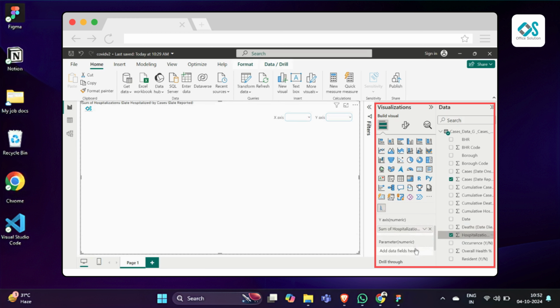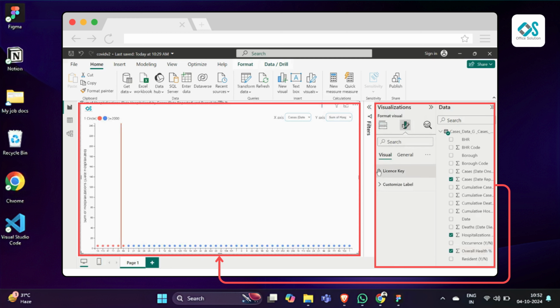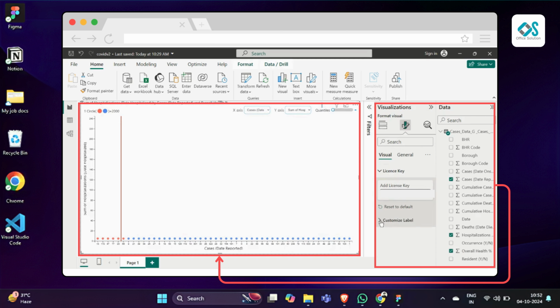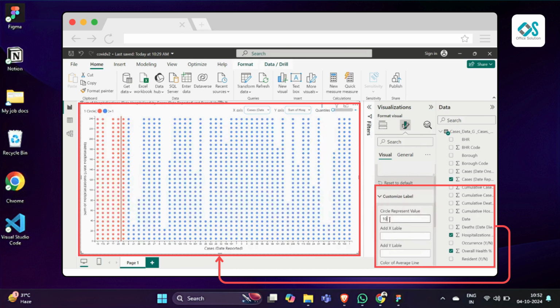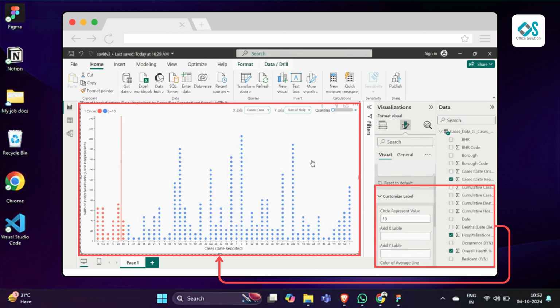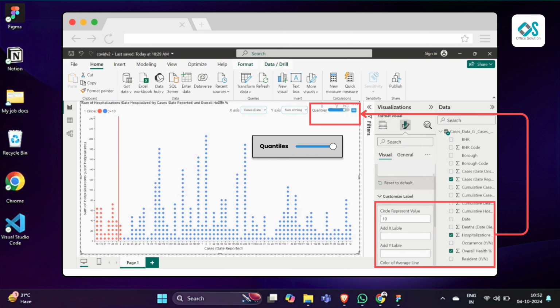So let me just drag the data here. This is the parameter which plays the probability part here. Now it's time to put in a license key. It will be a temporary license key, and the customization for circles. So this 10 will represent 10 patients per circle. By this scroller you can manage the data by quantiles.